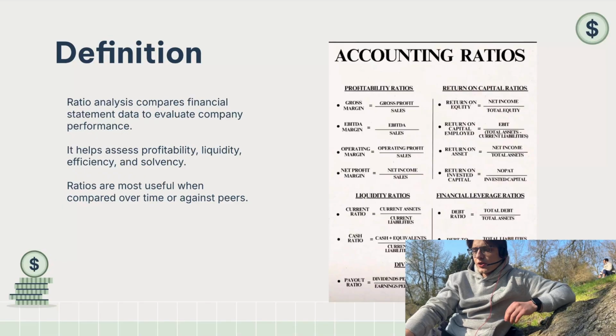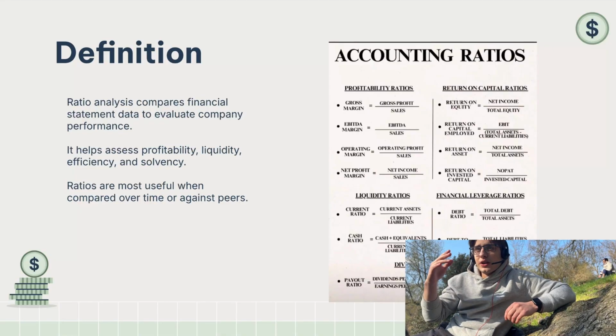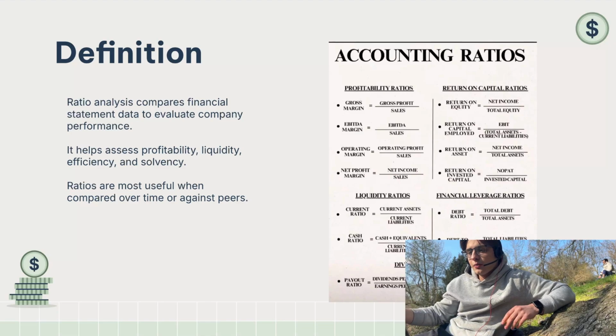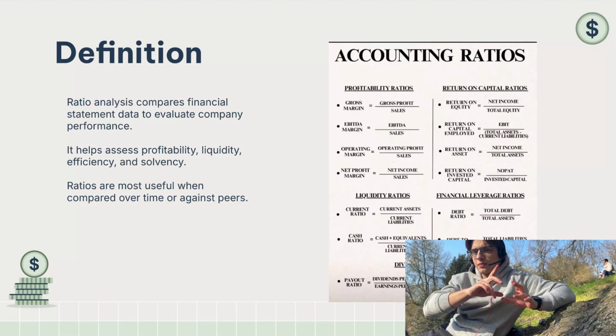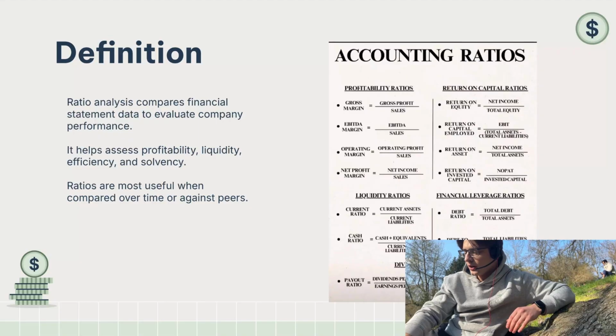And ratios are the most useful when compared over time or against peers. That means if the company operates in the same industry, does pretty much the same thing as the other company, you can compare their ratios together to determine which company is doing better financially.